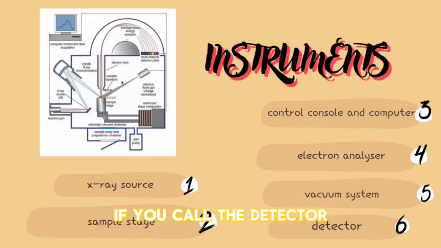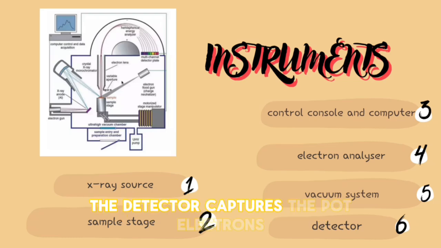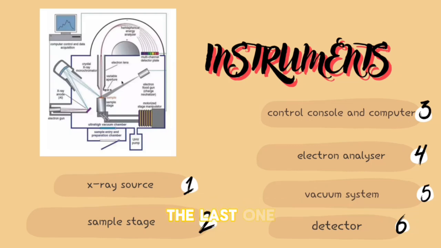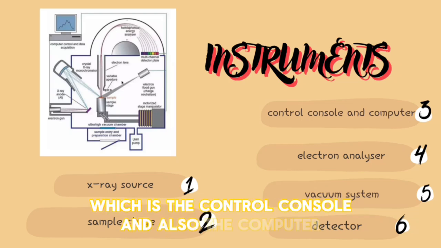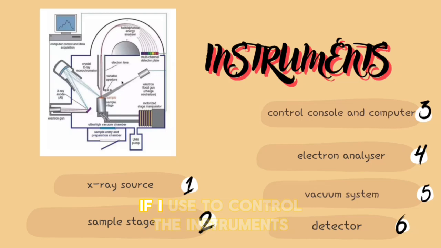The fifth one, the detector. The detector captures the photoelectrons and converts them into an electronic signal that can be analyzed. The last one is the control console and also the computer. These are used to control the instrument, set experimental parameters, and also collect and analyze the data.